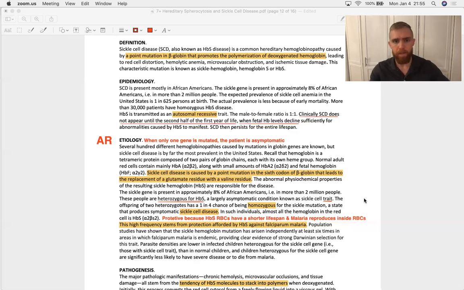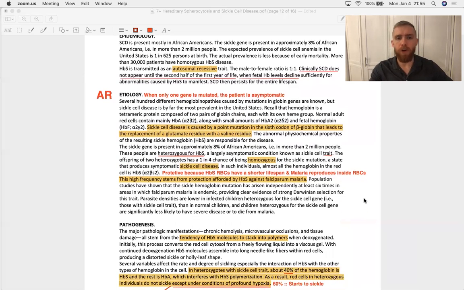So it's autosomal recessive, meaning you need both genes mutated to have the disease. If you only have one mutated gene, you're asymptomatic, largely. And we call this sickle cell trait, not sickle cell disease. It means that you're able to pass it down.